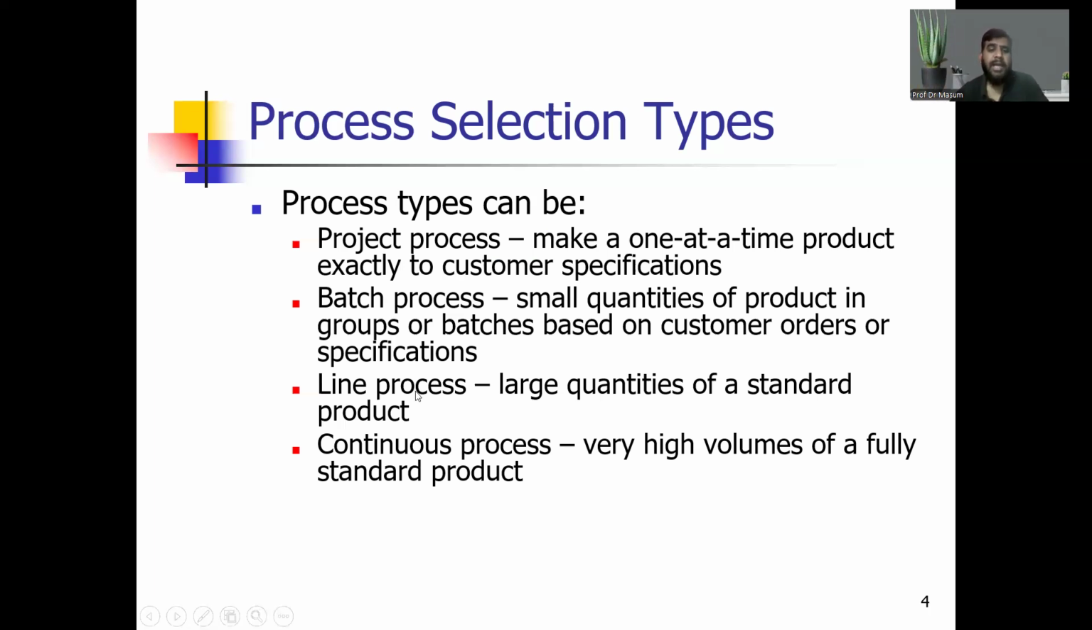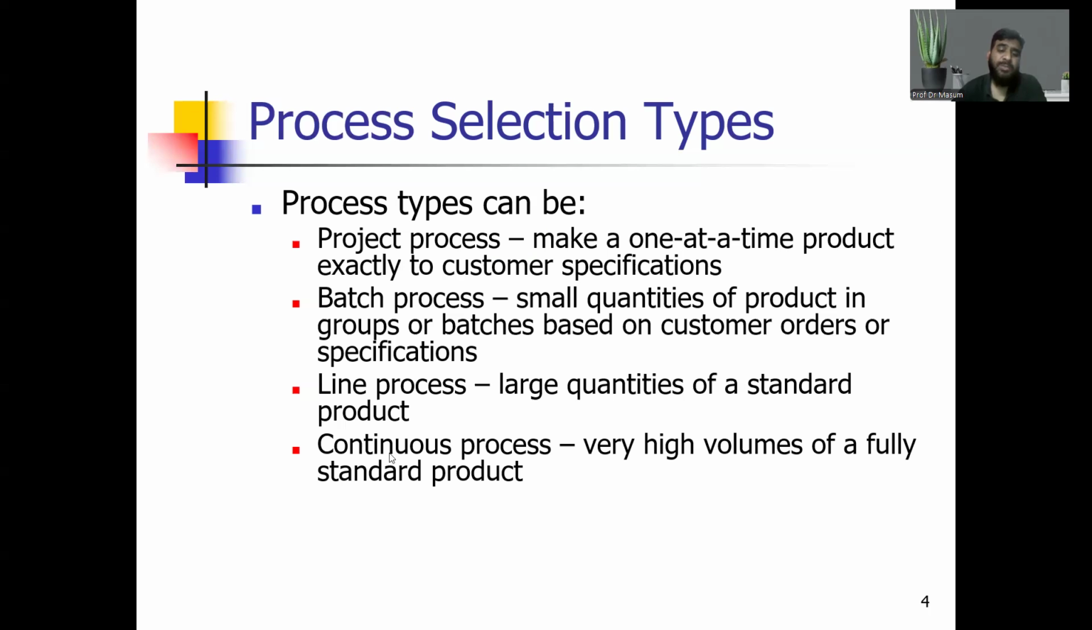And then line process. If you have the chance to visit Walton, you will find the air conditioning production line, because they do not produce the parts. They buy the parts and they assemble the parts in a production line. Large quantity of a standard product. A refrigerator is a standard product. So they are producing refrigerators in a line process.